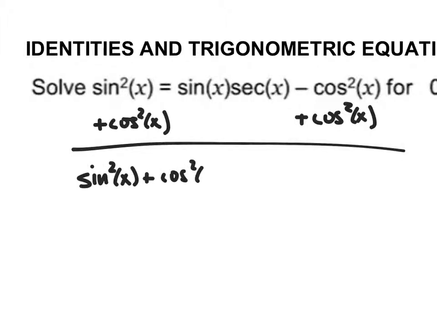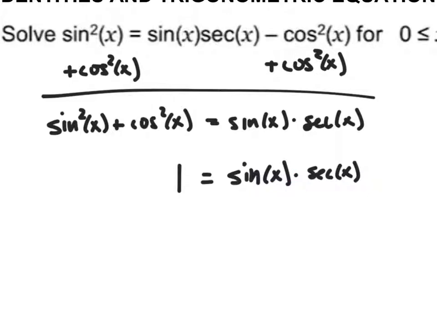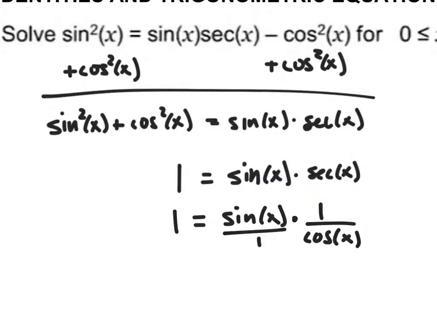sine squared x plus cosine squared x is equal to sine of x times secant of x. Now, sine squared x plus cosine squared x is 1. So 1 is equal to sine of x times secant of x. Let's rewrite secant, because right here I don't have much. So I've got sine of x times 1 over cosine of x. If I multiply those together, I've got sine of x over cosine of x is equal to 1.